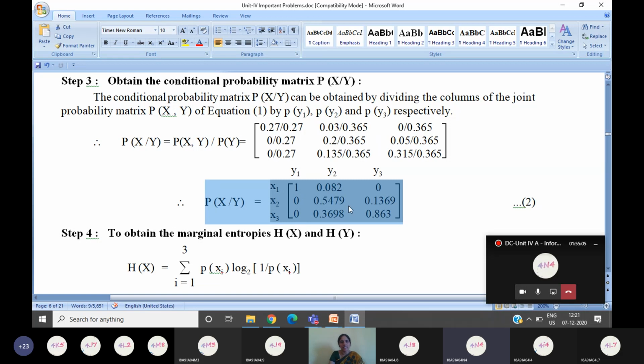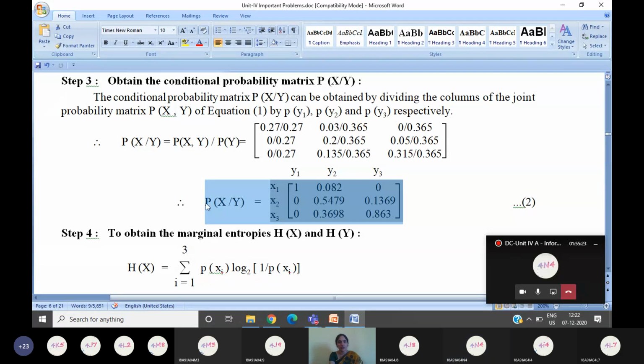At the first column, what are the elements? 1 0 0. So sum is 1. Okay, good. Y2? 0.9999 came, approximately 1. Okay, Y3? Approximately equal to 1. Okay, thank you.